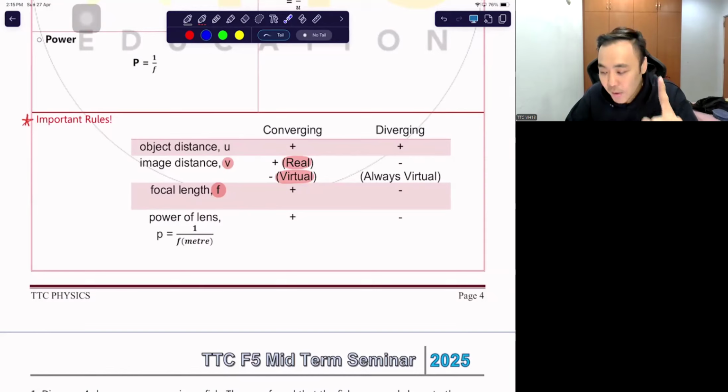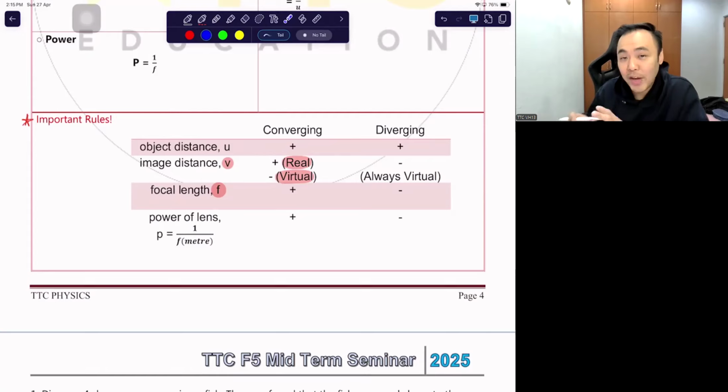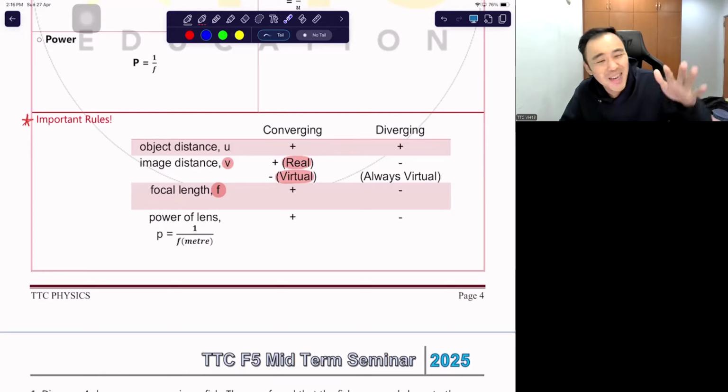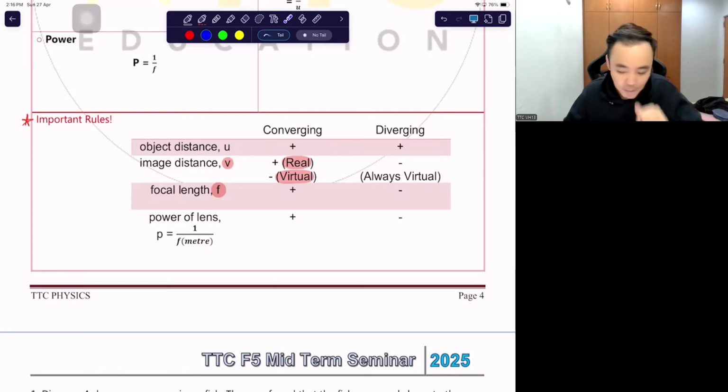Real images are images that can be projected onto a screen. It means you point to the screen and the image shows up there. You know what's the best example? A projector. Think about it, how does the projector work? If I point the projector to the wall, to the screen, there will be an image showing on the wall, right? That's real. A virtual image means an image that you can see inside, but it never projects out. They never show out. A simple example. Now, you look at this mirror here.